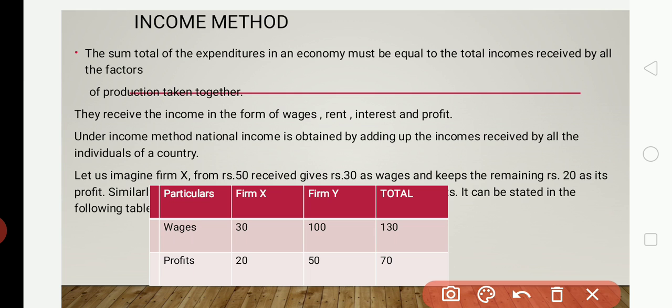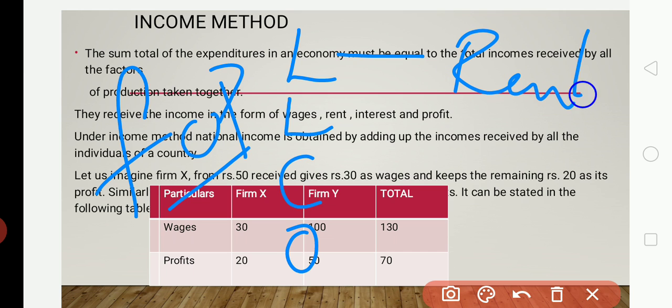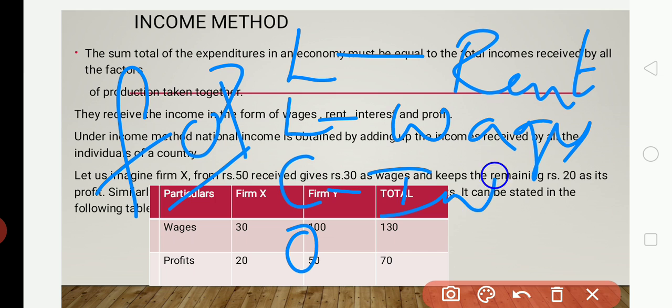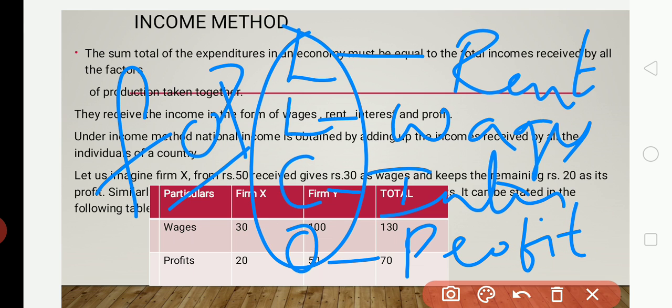See, this method approaches the national income from the distribution side. As we all know, land, labor, capital, organization, these are the factors of production. The rewards paid for these factors are: land gets rent, labor gets wages, capital gets interest, and organization receives the profit. Right? These are the factors of production and the rewards for the factors of production.